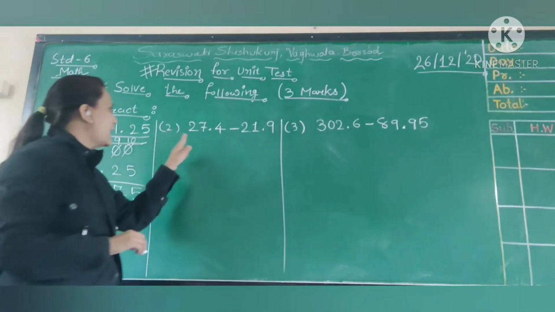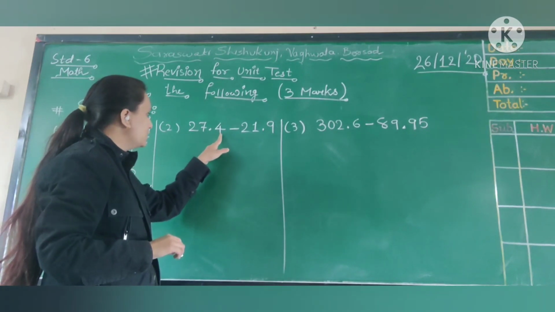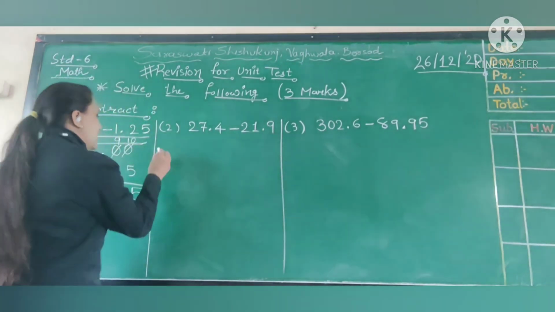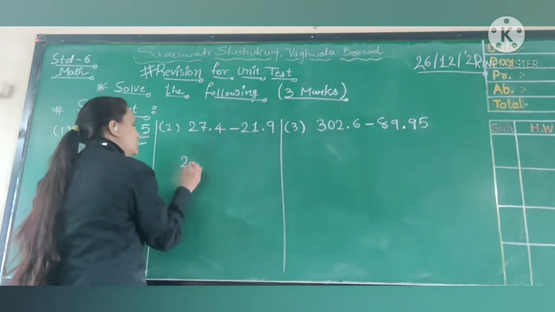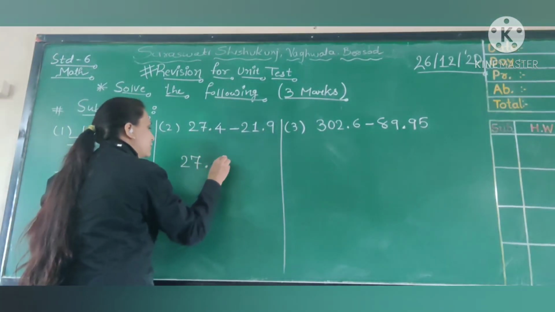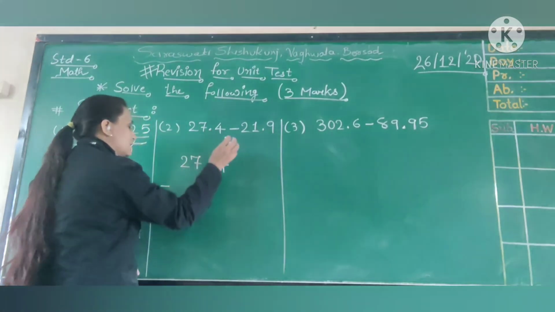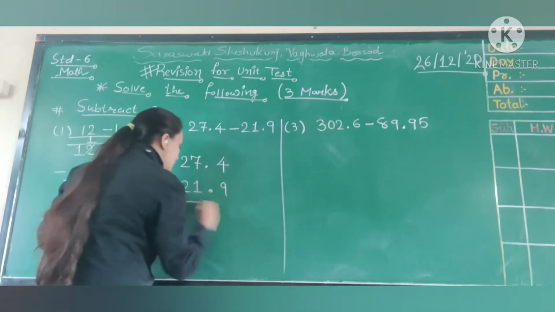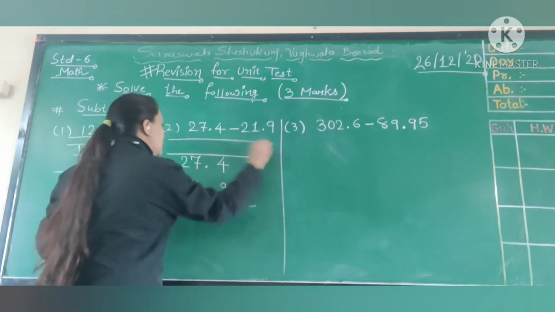So in the second number we have 27.4 minus 21.9. So let us start the subtraction. 27.4 will be as it is, minus the second number, 21.9. So let us start the subtraction here.